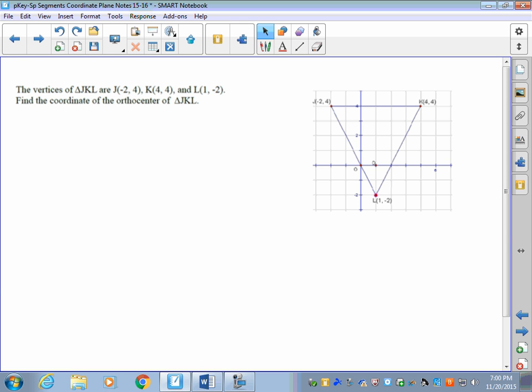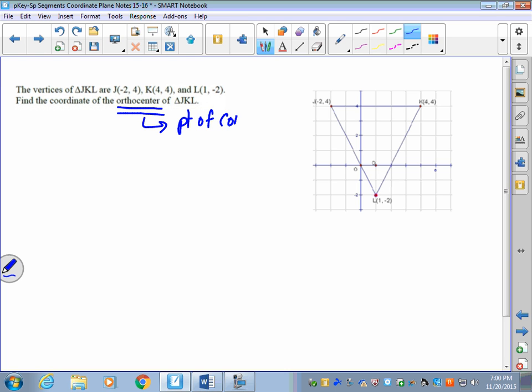So on this example here, it says write the vertices of triangle JKL, which they've already drawn for you, and they give you the coordinates of the vertices, but it says to find the coordinates of the orthocenter. So we're focusing on orthocenter. So we have to know what point of concurrency or what segment creates that point of concurrency. So this is the point of concurrency for altitudes. I'm hoping you got that.